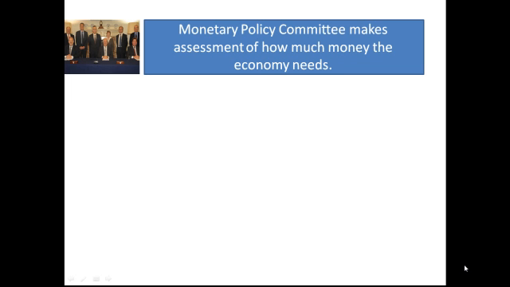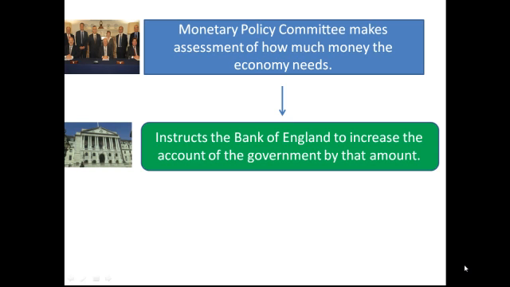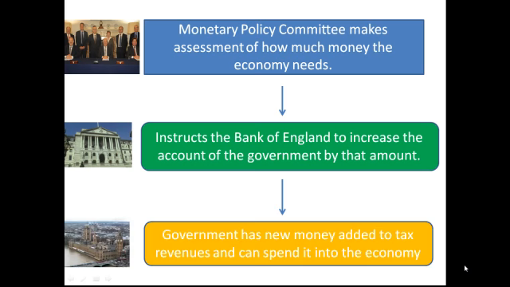The mechanism for getting this debt-free money into the economy would be simple. They could instruct the Bank of England to increase the government's central government account, and this newly created money would be added to tax revenues and distributed according to the elected government's manifesto and priorities.